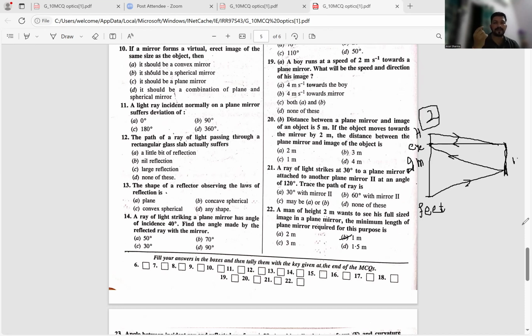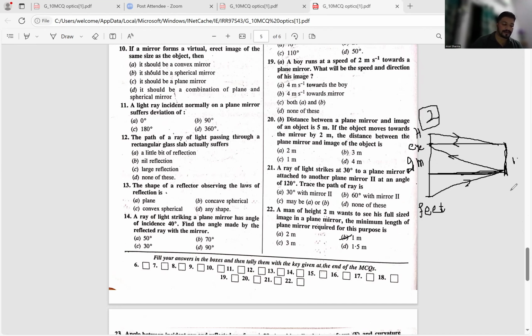So light is entering between the eyes in the retina, and the retina can convey the message by the nerve system to the brain. That's why you can identify the height of the image. So that's why you can draw the normal also. You can draw the normal also from here, 90 degrees. After that you calculate, we require only 1 meter length, 1 meter length of the mirror.